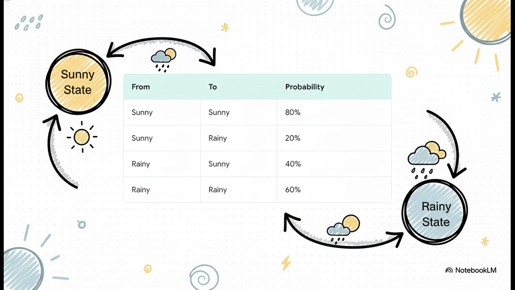This table right here is our entire rule book. Let's walk through it together. Look at those first two rows. If today's state is sunny, there's a big fat 80% chance it's just going to stay sunny. And there's a 20% chance it'll switch to rainy. Now look at the bottom two rows. If it's rainy today, the rules are totally different. There's a 40% chance it'll flip over to sunny, and a 60% chance it'll just stay rainy. These four little numbers are the engine that drives this entire system.